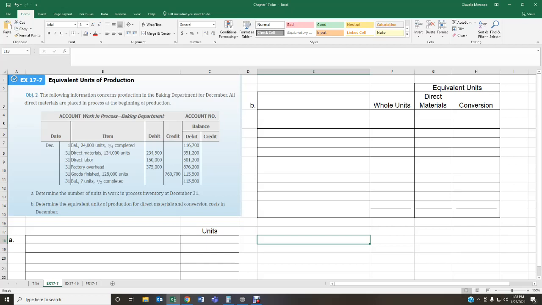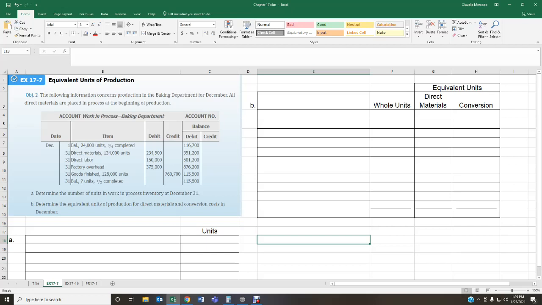Okay, so let's go through this information slowly. It says here, on December the 1st, we had a balance of 24,000 units. There were 3/4 completed. So we started those goods last period and we didn't get to finish them, so we're transferring them over to this month so we can finish those goods. Okay. During the month of December, I added direct materials of 134,000 units. I added direct labor of 150,000.